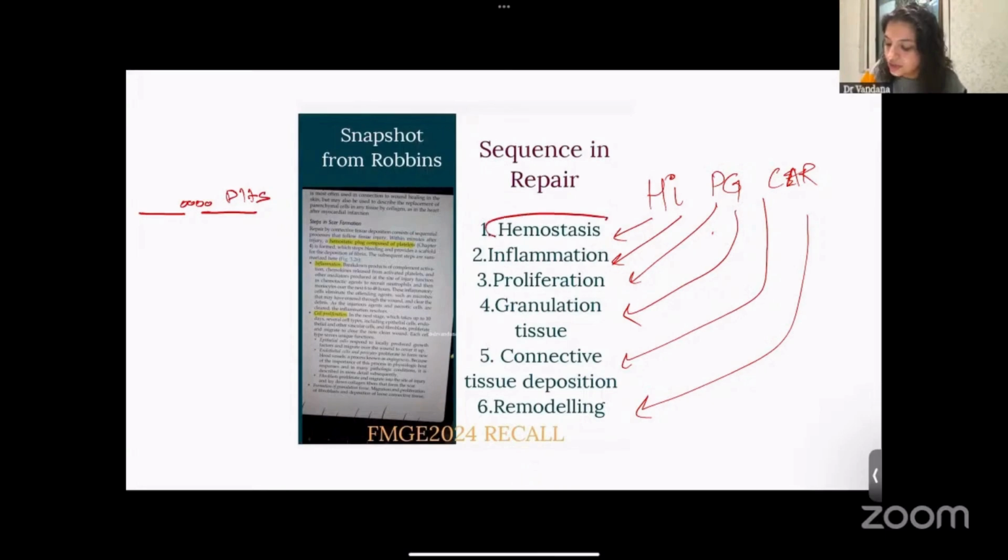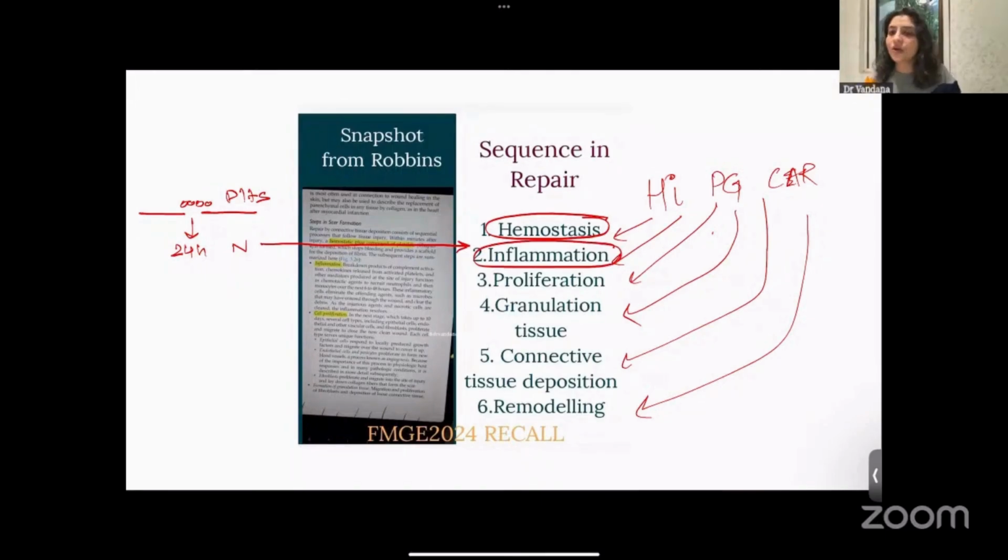These were the options that were given. The first response is always hemostasis, because platelets have to stop the bleeding. Now, the second thing is, after platelets have come, the platelets will release certain mediators that will attract neutrophils. Within 24 hours, we will get neutrophils at the site. So what is this? Inflammation. So neutrophils are going to come.